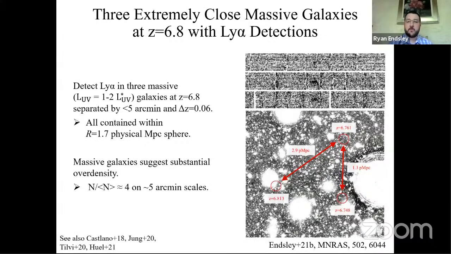So from our first results, we noted that we had 3 extremely nearby massive redshift 6.8 galaxies showing Lyman-alpha emission in the COSMOS field. All 3 of these galaxies are separated by less than 5 arcminutes, and they reside within a redshift interval of 0.06. All of these galaxies are contained within a radius of 1.7 physical megaparsec sphere. And just based on these massive galaxies, the number counts compared to what we have from the luminosity function suggest that these galaxies are tracing an overdensity of about 4 times the number of galaxies on 5 arcminute scales, 2 physical megaparsecs, if you want to think about it that way.